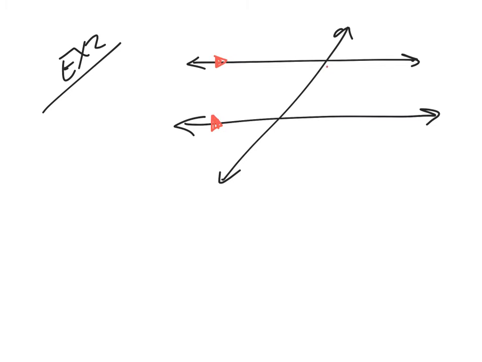Cut by a transversal. This is angle 4. This measurement is 115 degrees. This measurement, we don't know, it's x plus 5 degrees. Okay, this is line A and line B. They want you to find the value of x. So how do we work our way to that?